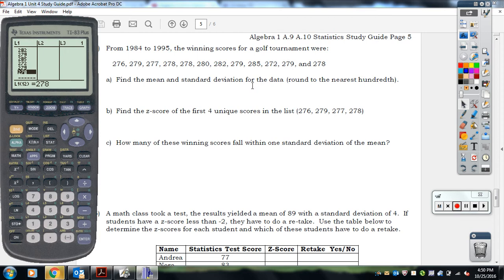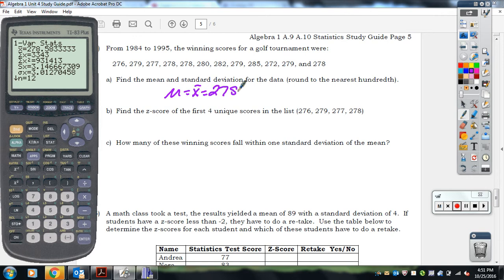A is just to find the mean and standard deviation. I can do that by hitting stat, calc, move over by hitting this button. From there, move over by hitting this button. Go to calc, I'm going to do my one variable stats, enter, enter. I have my x bar or my average. So that's my mu, or my x bar, equals 278.583 repeating. That's just around to the nearest hundredth, so I'm going to listen to instructions, 278.58. And the standard deviation is 3.01. 3.01 for my standard deviation.